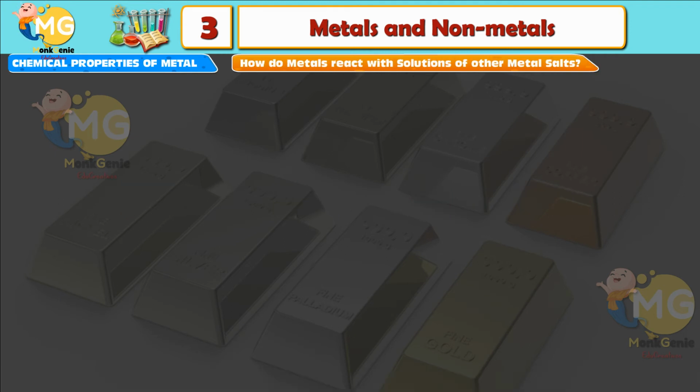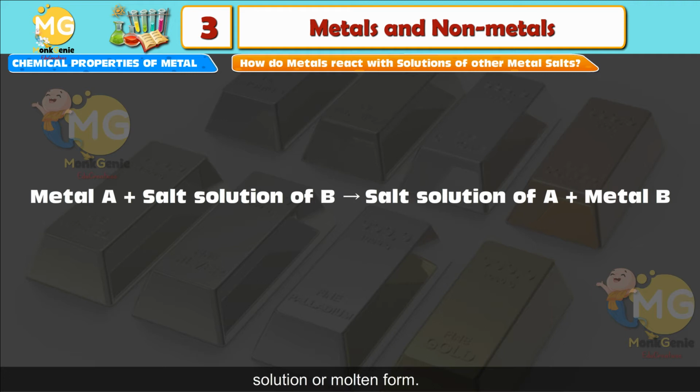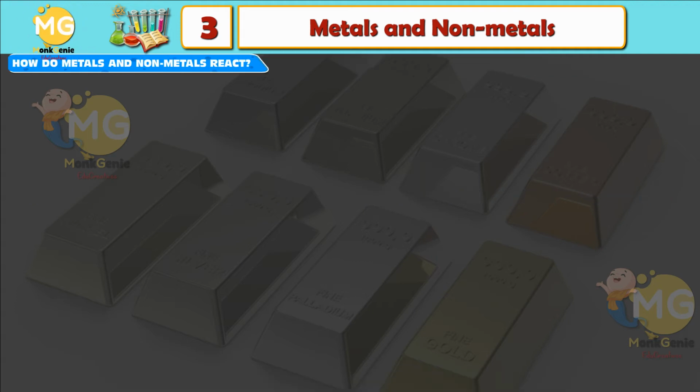How do metals react with solutions of other metal salts? Reactive metals can displace less reactive metals from their compounds in solution or molten form. Metal A plus salt solution of B is equal to salt solution of A plus metal B. How do metals and non-metals react?